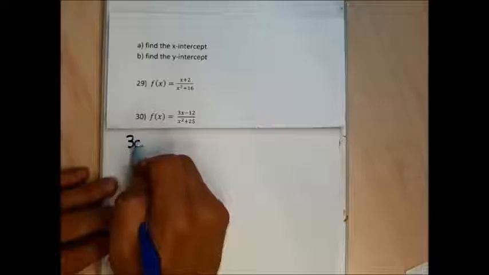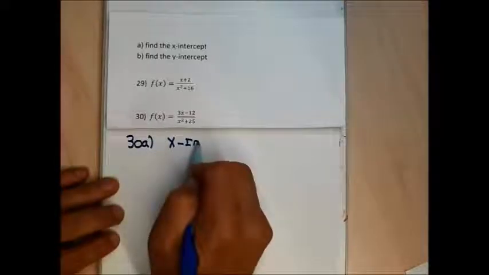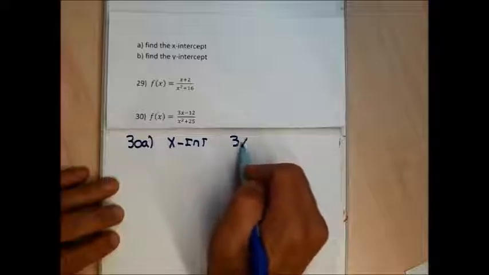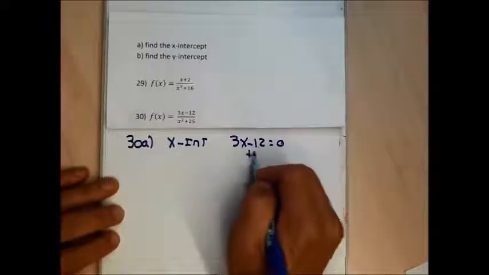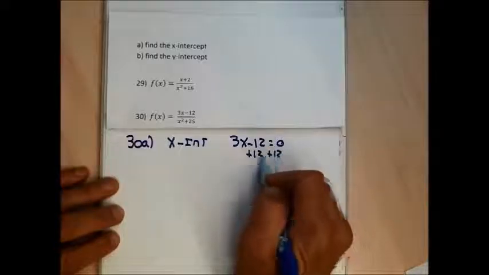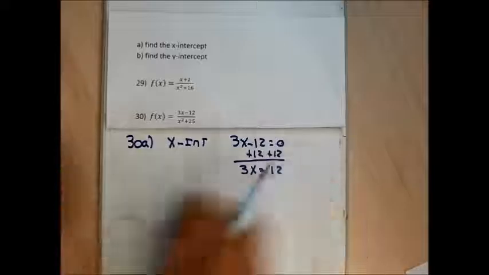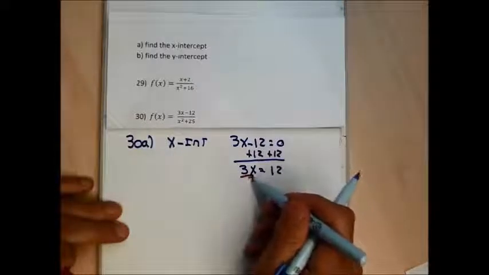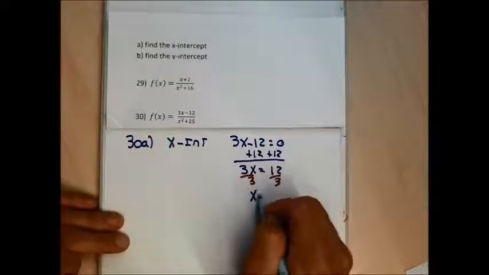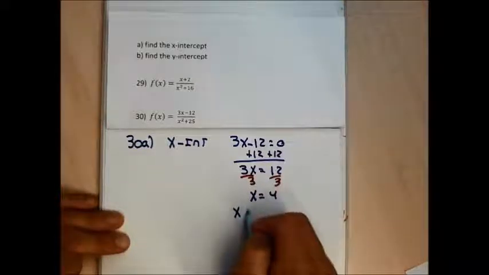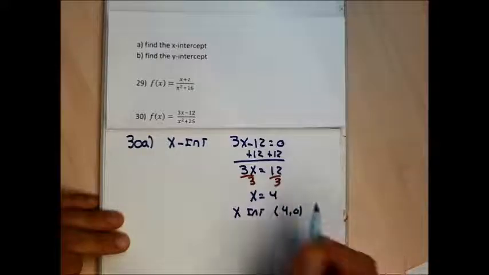For 30, part A, when I go to find the x-intercept, it's enough just to set the numerator equal to 0. So I'm going to set the numerator equal to 0 and solve for x by adding 12 to both sides to give me 3x equals 12. And then I'll divide both sides by 3 and get x equal to 4. So the x-intercept is going to be the point (4, 0).